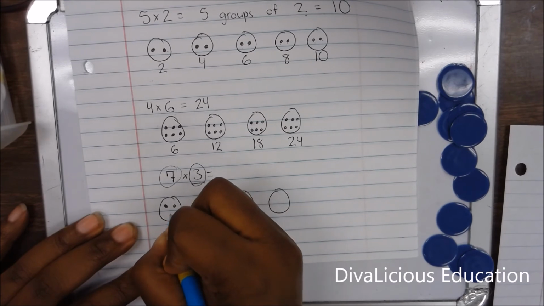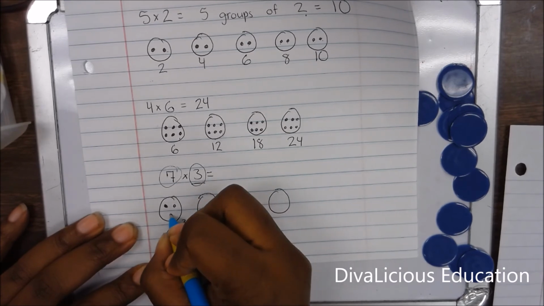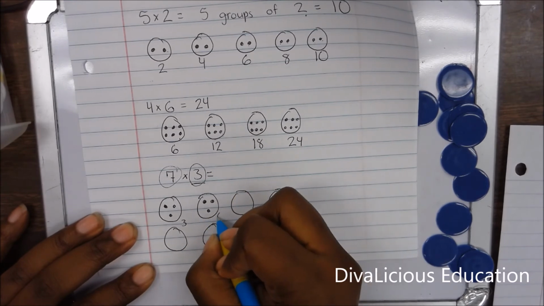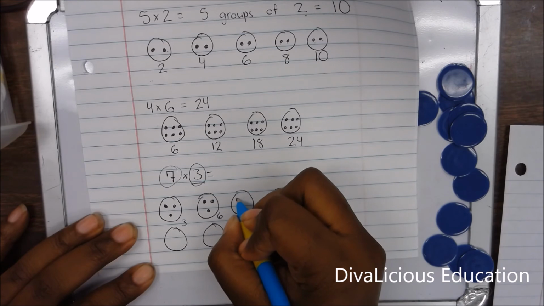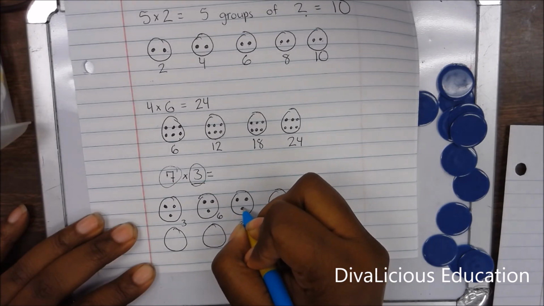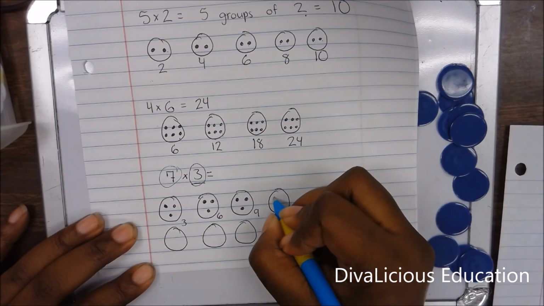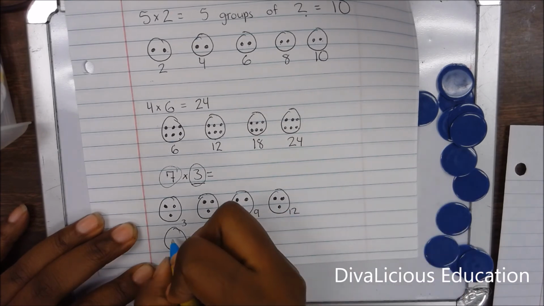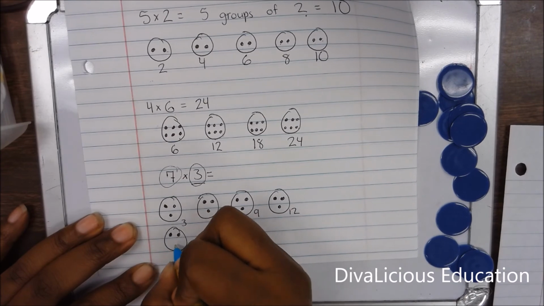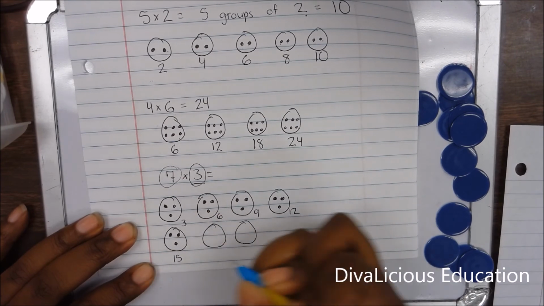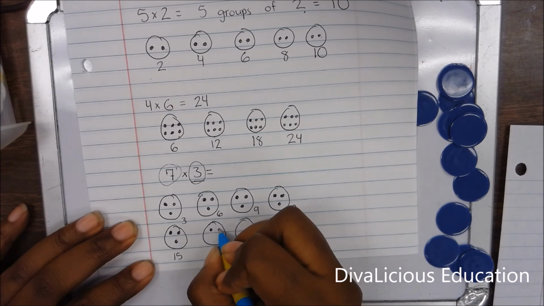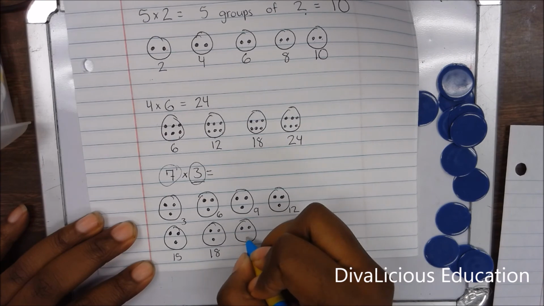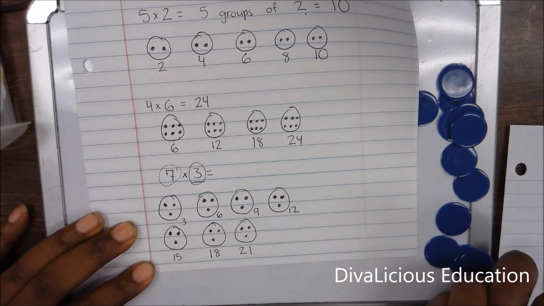1, 2, 3, 4, 5, 6, 7, 8, 9, 10, 11, 12, 13, 14, 15, 16, 17, 18, 19, 20, 21. Awesome job.